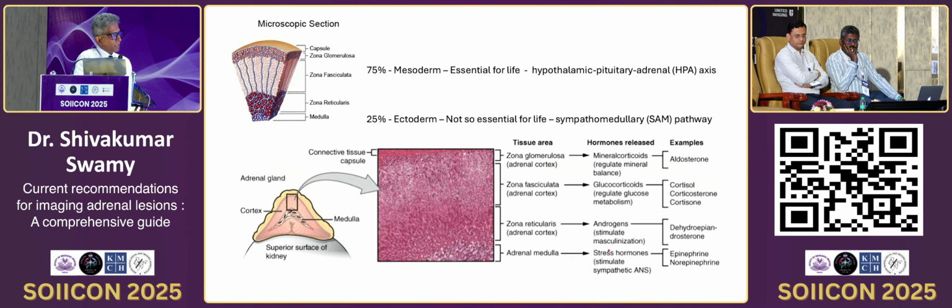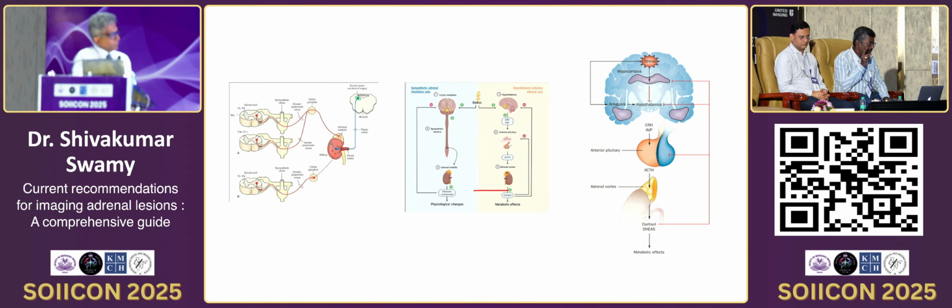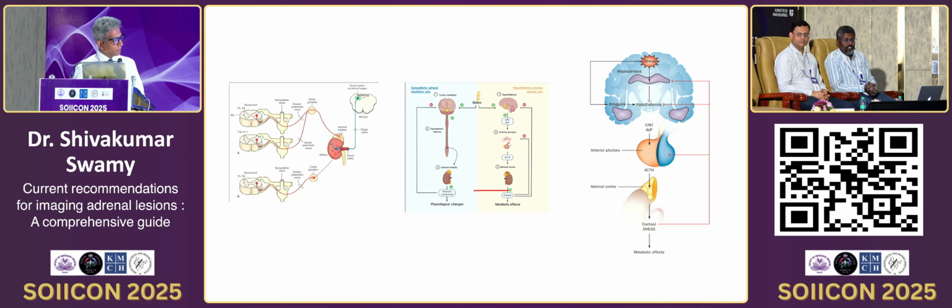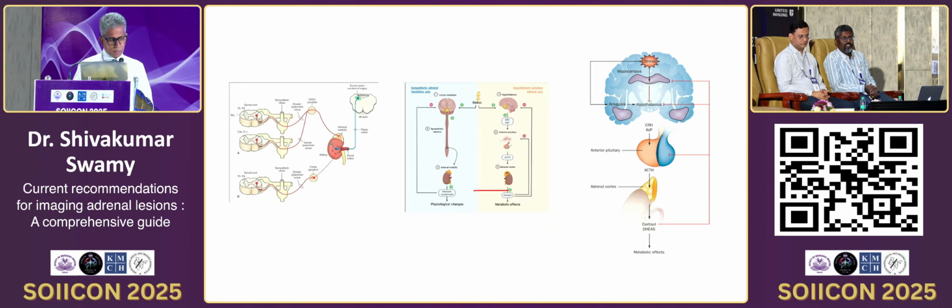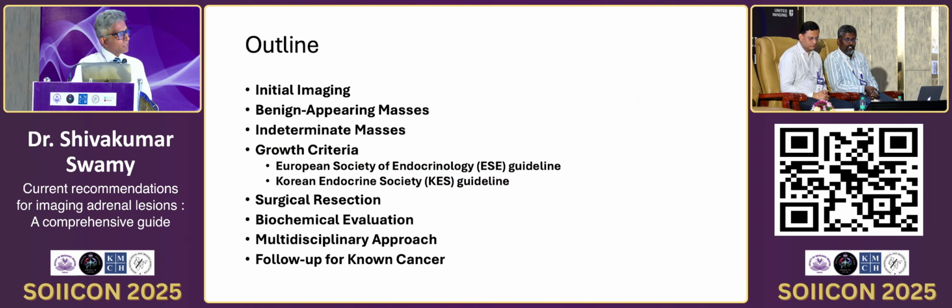Not so essential, but it is very important in terms of managing the sympathetic activity. So each secretes hormones. One is controlled by the pituitary, the other by the sympathetic chain, where catecholamines are secreted from the medulla, whereas the corticosteroids come from the adrenal cortex. This is a general outline.